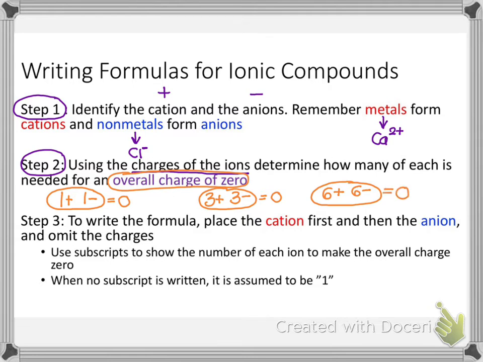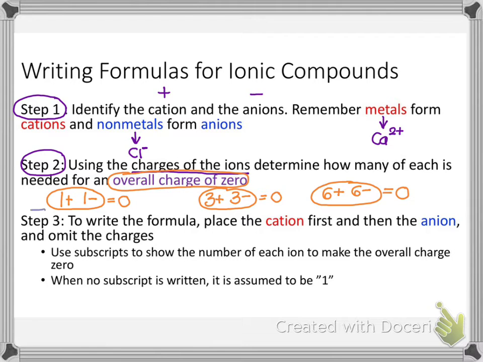So we're going to take the charges and put them in a proportion or a ratio so that we have the same number of positives and the same number of negatives. That's the ultimate goal, because our compound has to have overall a charge of 0. Okay, so we're going to use examples, and we're going to do that.